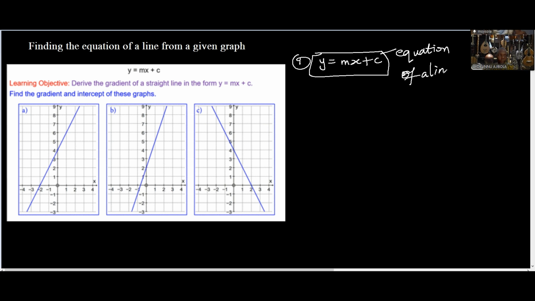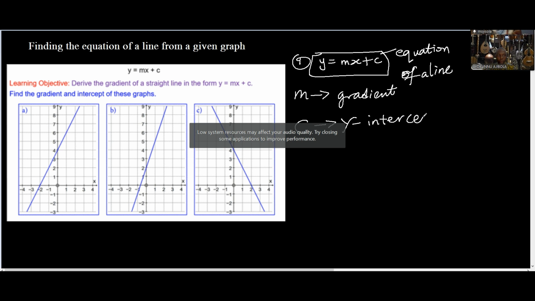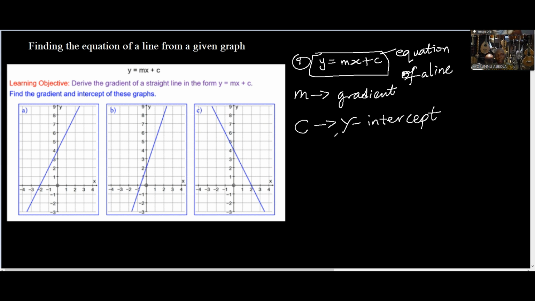What is the equation of a line? Let me hear you. Y equal to mx plus c. Good. Now, what is m? M is gradient. So I need to find my gradient, while c is the y-intercept. Is that clear?